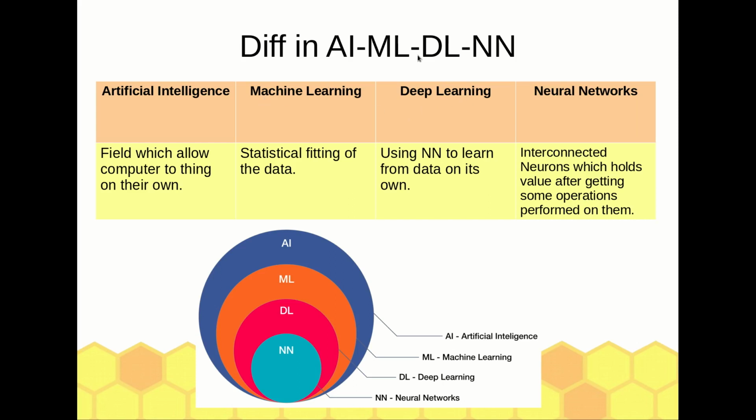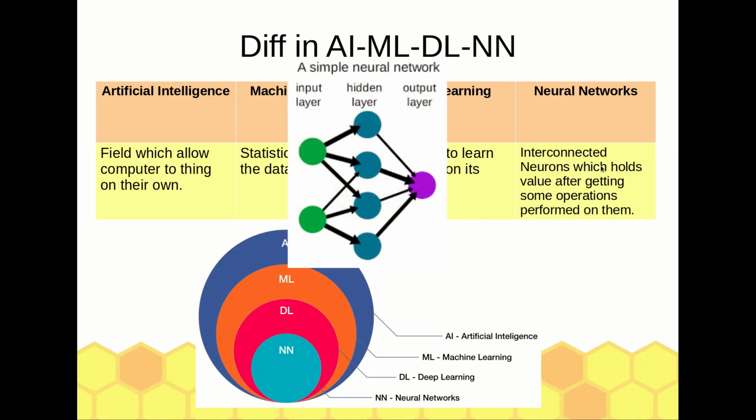So what actually is the difference between machine learning and deep learning? Machine learning is statistical fitting of the data, right? We have already covered so much about machine learning. Now what is deep learning? Deep learning uses neural networks to learn from data on its own. Now what is a neural network? Let us first understand this. Neural networks are interconnected neurons which hold a value after some operations are performed on them.